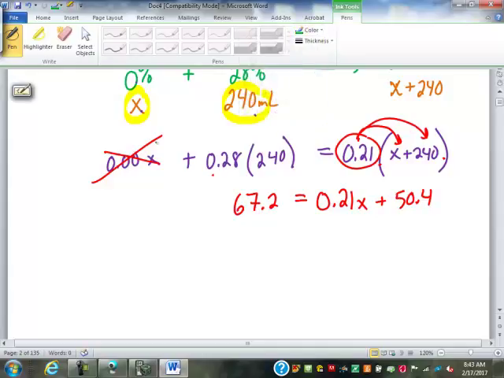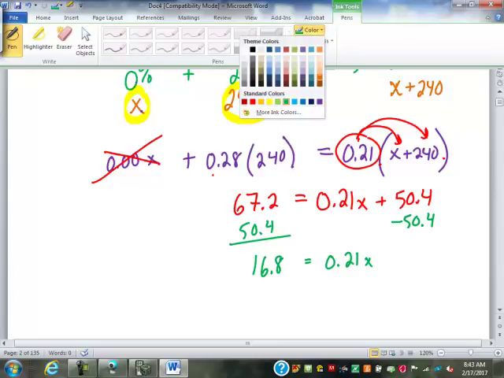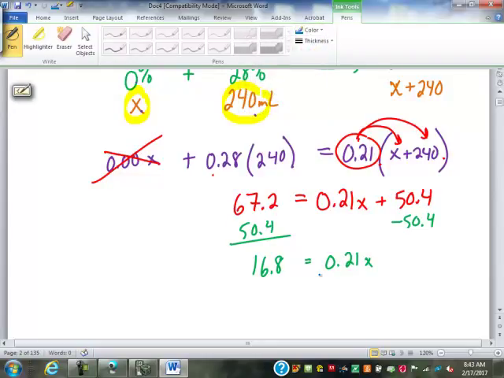So now, because the 0x disappeared, the variable only appears once, so we're ready to start solving this equation. So we can subtract the 50.4, which will give us 16.8, equals 0.21x, and we divide by 0.21, which is going to give us, what, 80?